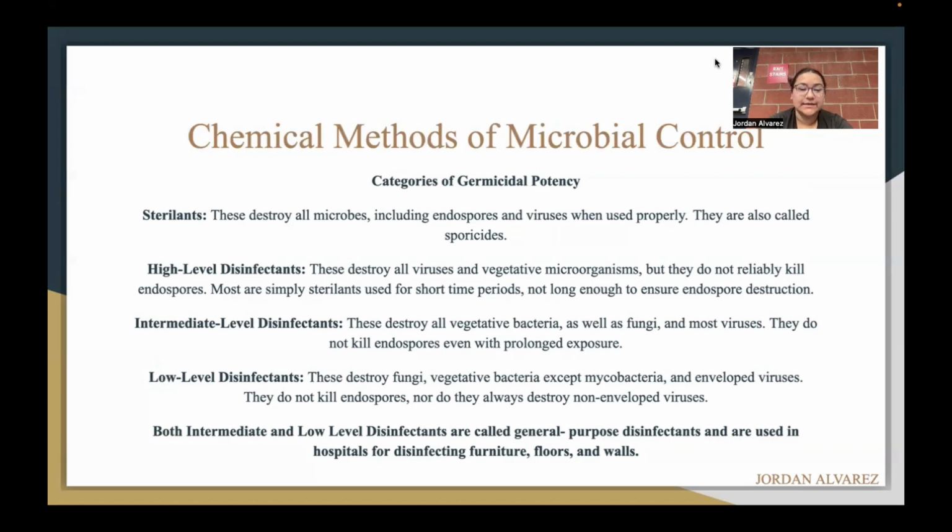Intermediate-level disinfectants. These destroy all vegetative bacteria as well as fungi and most viruses. They do not kill endospores even with prolonged exposure.